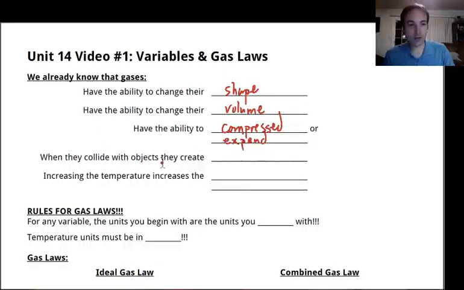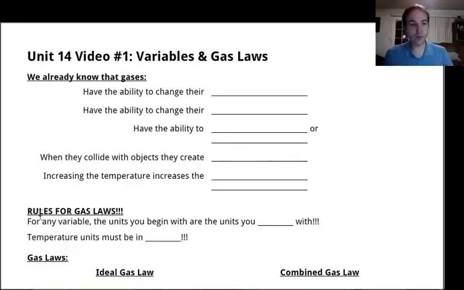Now we know that when they collide with objects, they create pressure. Pressure is all about those collisions, and we know that if we increase the temperature, that's going to increase their kinetic energy. So basically, if you increase the temperature, you increase the number of collisions because they're moving faster due to more kinetic energy, which means you increase the pressure. So that's stuff that we've already talked about in the past.